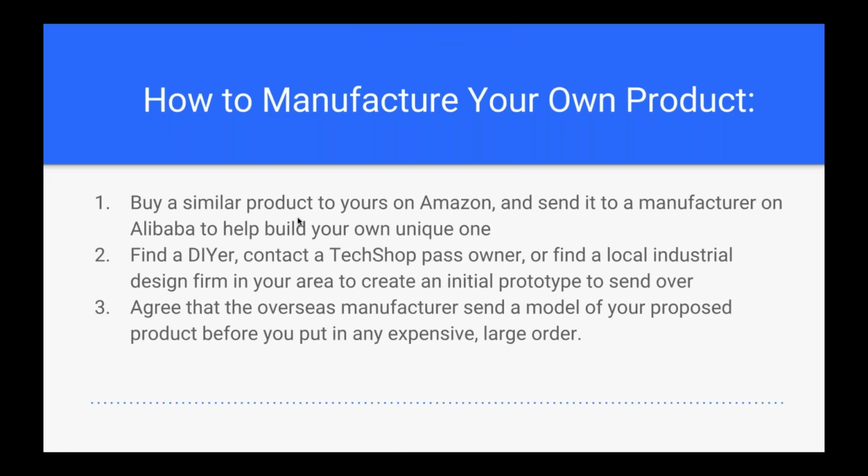Now, if they can't do that or it's too hard, what you can do is find someone who's kind of a do-it-yourselfer, someone who's good at making quick little prototypes that you can mail over to the manufacturer for them to replicate. What you can also do, if you don't have anyone, a family member, you're not good at it yourself, is contact someone who is a TechShop pass owner.